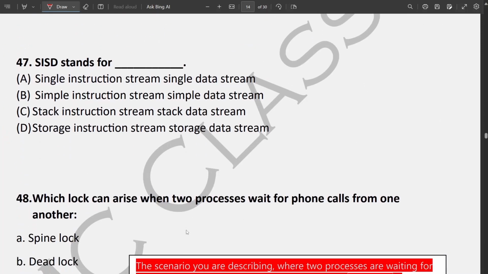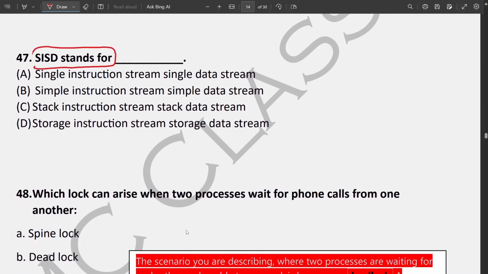Okay. Next, SISD stands for SI, single instruction stream, and SD for single data. Answer will be A is correct. Single instruction stream, single data stream.